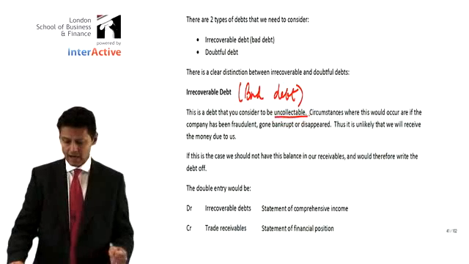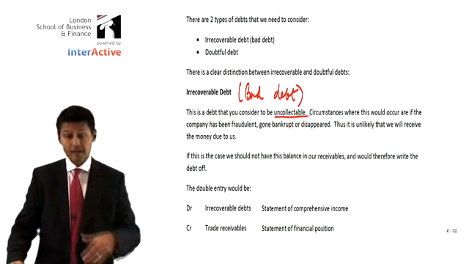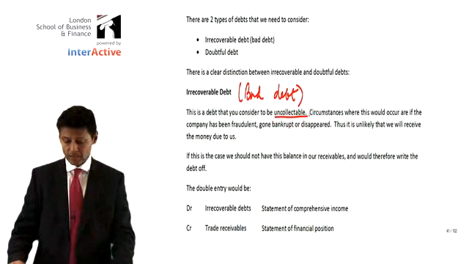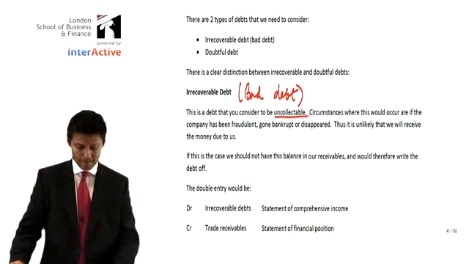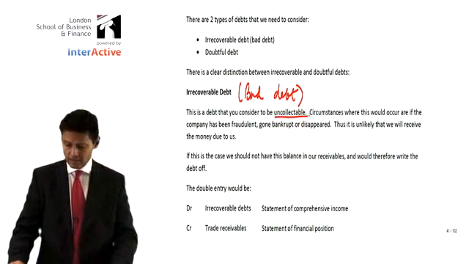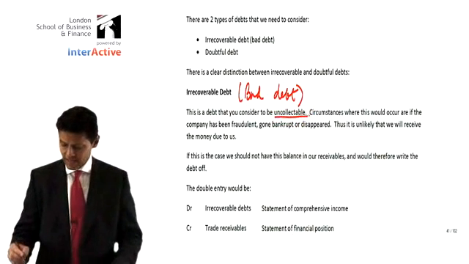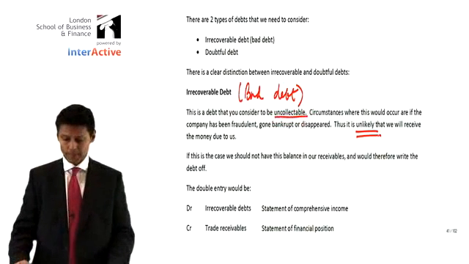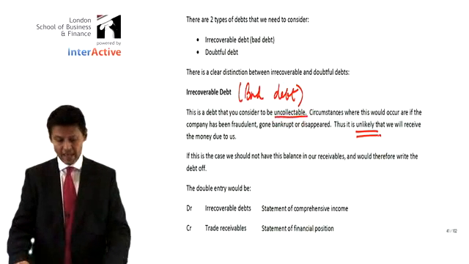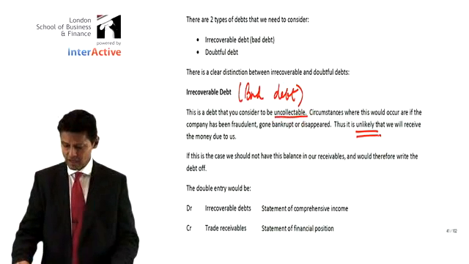Circumstances where this would occur are if the receivable has been fraudulent, gone bankrupt, disappeared, etc. Thus, it is unlikely that we will receive our money back. So that's an important word again to underline, unlikely in our opinion. If this is the case, we should not have this balance in our receivables and would therefore write the debt off.